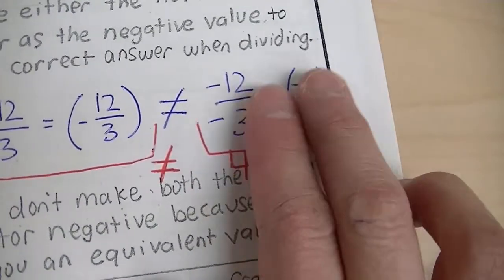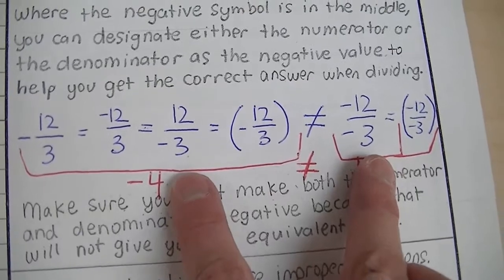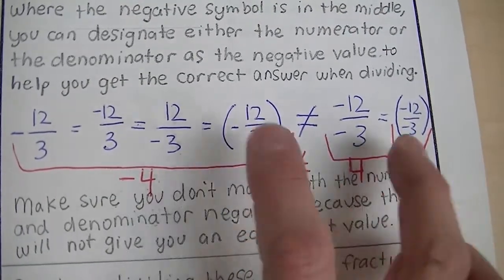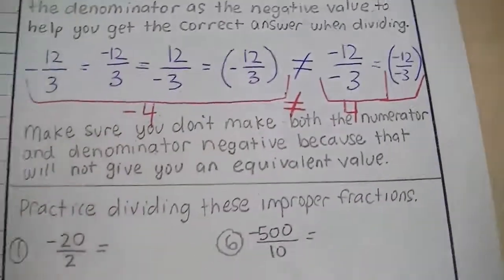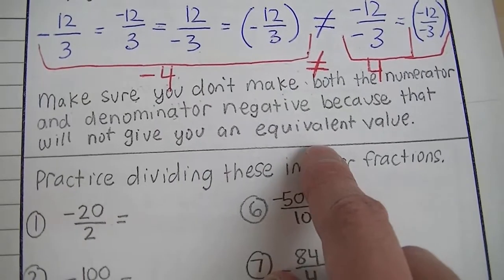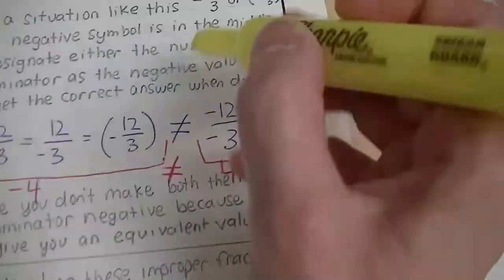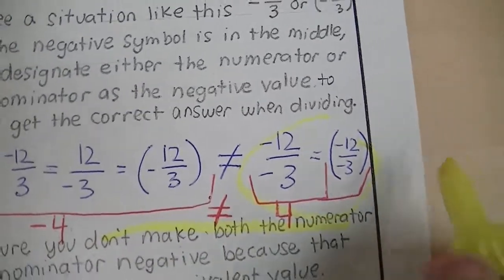Okay, so these two are equal to each other, and these 4 are equal to each other, but these on either side of this non-equal sign, those don't equal each other, okay? So those equal, and those equal the same thing. Make sure you don't make both the numerator and denominator negative, because that will not give you the equivalent value, as we see right here. Okay.